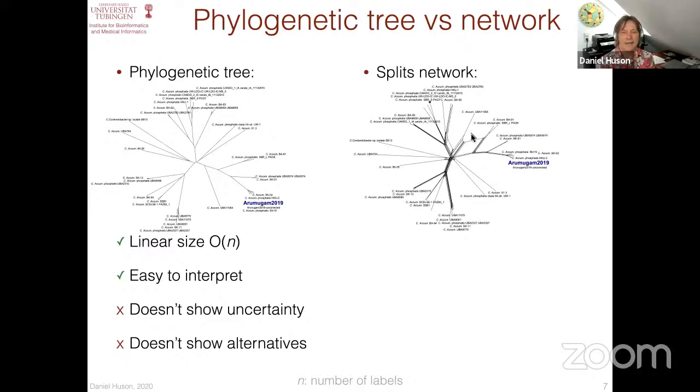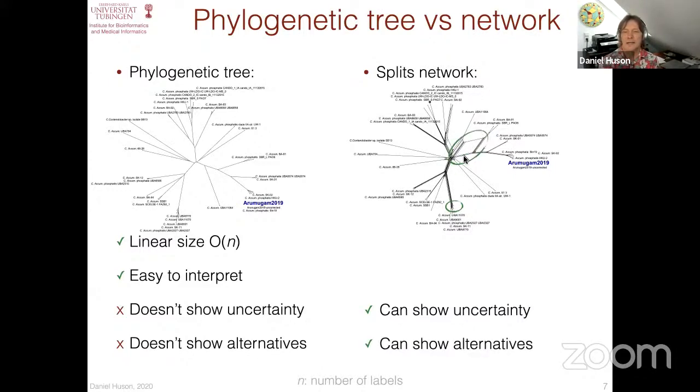Whereas one of these split networks does show uncertainty. So if you look down here in this green circle, you can see it's not quite clear how these different species branch away from each other here. And it does show alternatives. So this big open box here shows that on the one hand, there is support for this edge, which also appears in this tree, separating all these taxa from everybody else, but there's also nearly the same amount of support for an alternative phylogeny where these guys get grouped together. So one of these networks can show alternatives, multiple trees simultaneously, if there's support for those multiple trees in the data set.